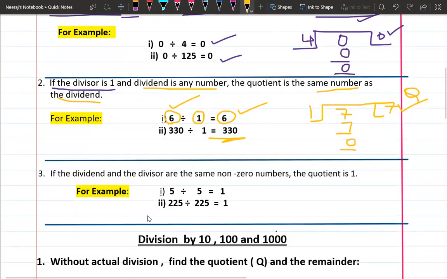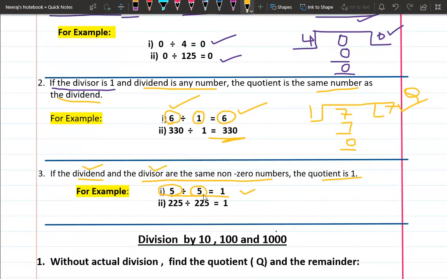So let's start with the third property. If the dividend and the divisor are the same non-zero number, then the quotient is always 1. Suppose you are dividing 5 by 5, which equals 1. How will it come? Suppose you have 5 friends, and you are dividing 5 apples among 5 friends.